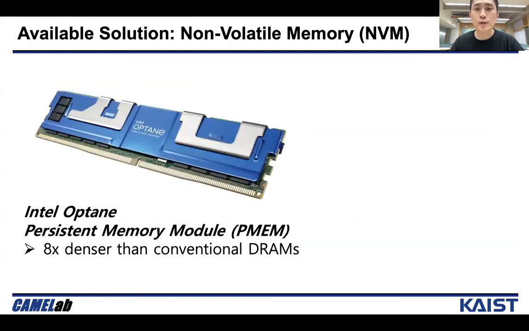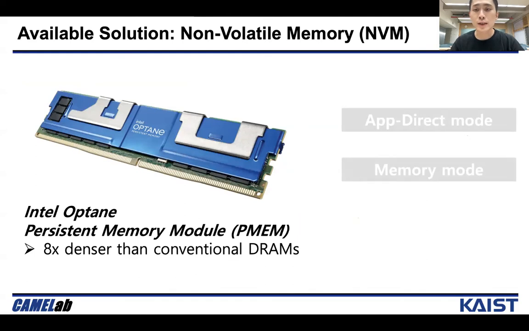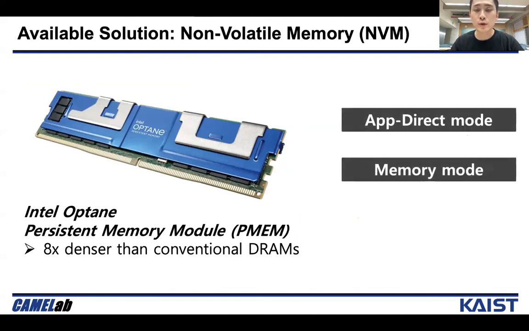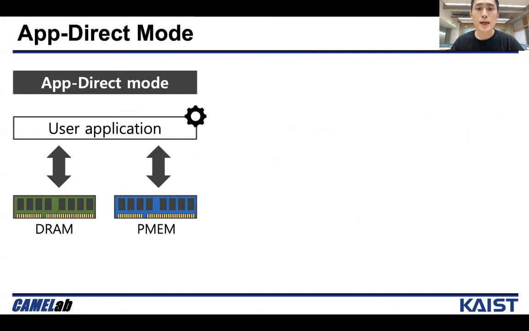To this end, we can utilize large-sized non-volatile memory, such as Intel Optane PMEM. It is much denser than conventional DRAM and could be configured in app direct mode and memory mode. If users configure PMEM in the app direct mode, it separates the address space of local DRAM and PMEM. So PMEM configured in the app direct mode provides storage-like data persistence.